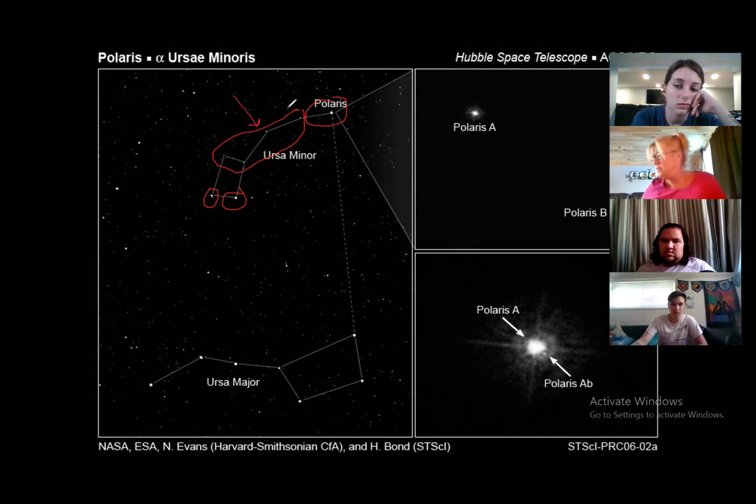Some of you may live in a darker sky than me if you live in South County. Go ahead and challenge yourself. See if you can find the Little Dipper. That would be a cool observing challenge.